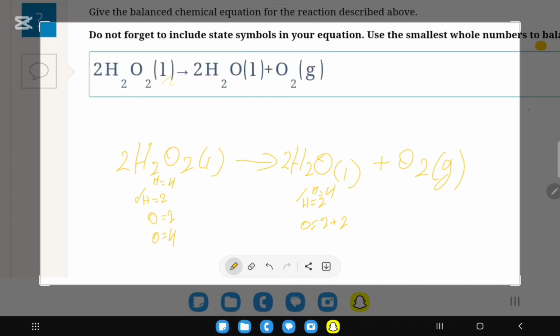2H2O2 liquid reacts to give 2H2O liquid plus O2 gas.